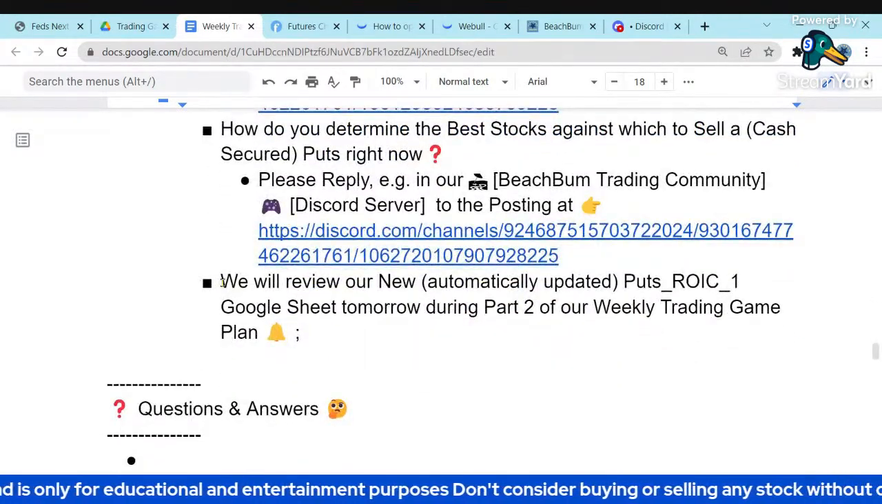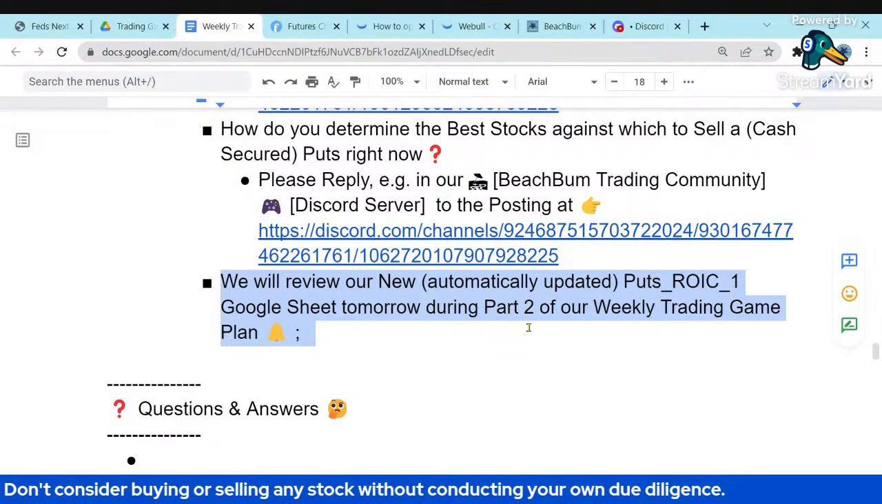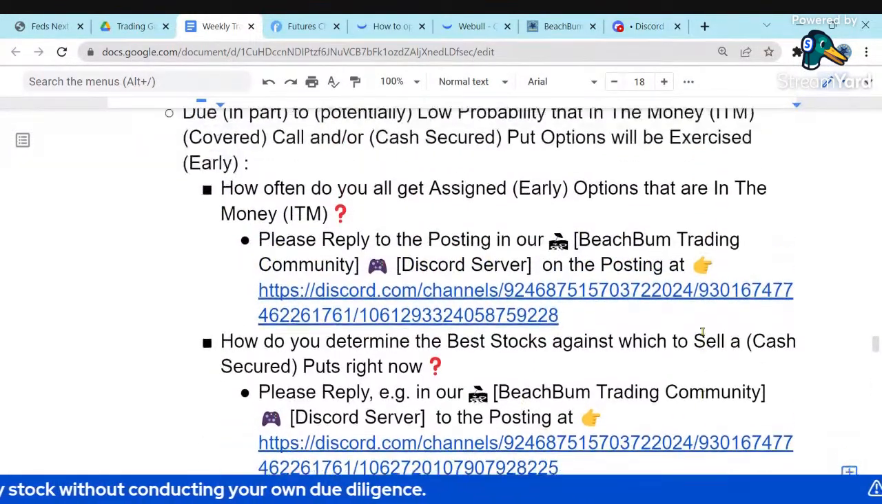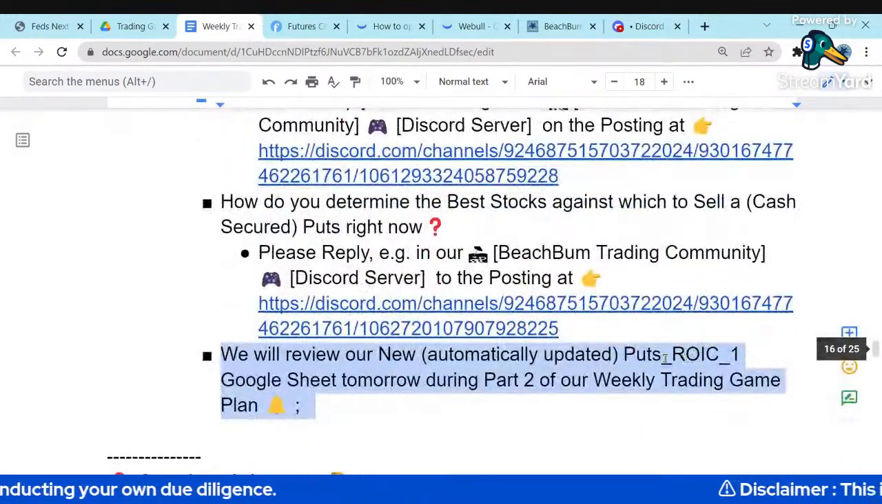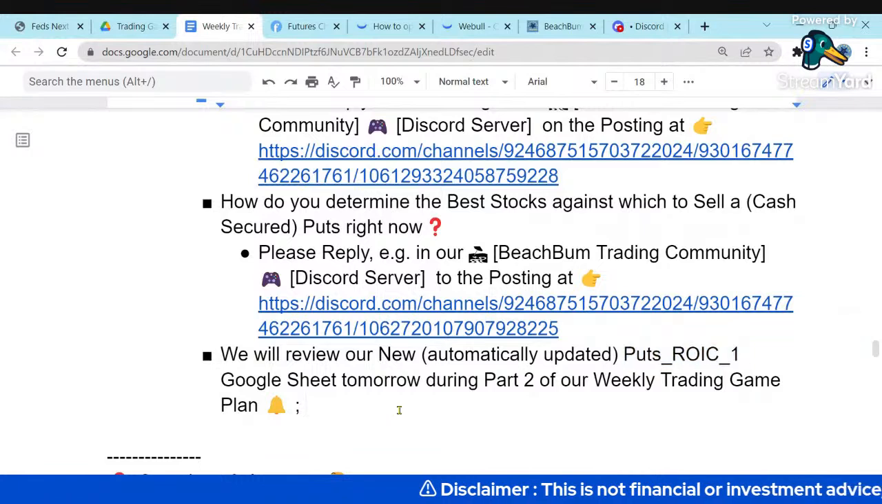We will review tomorrow our new automatically updated Google Sheet where we are trying to build tools to help us figure out what stocks and at what price, in particular in this case, to sell cash secured puts. So again, come back tomorrow.